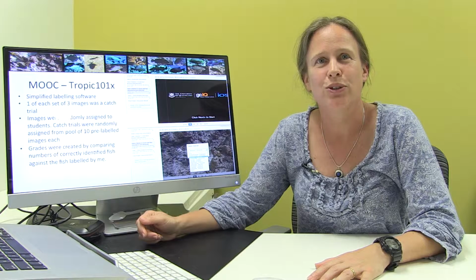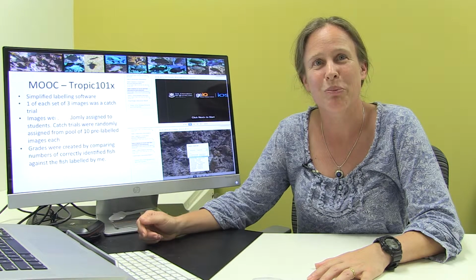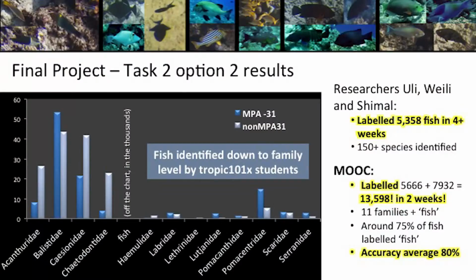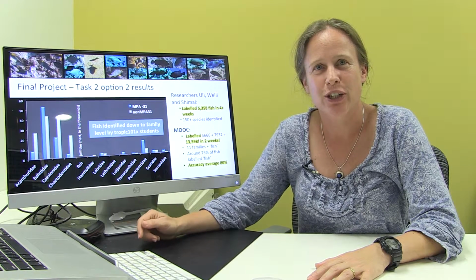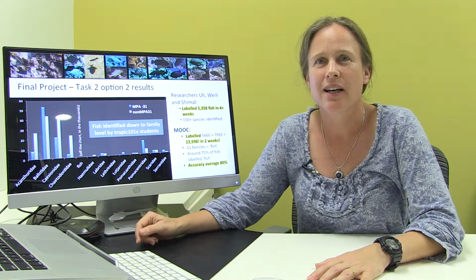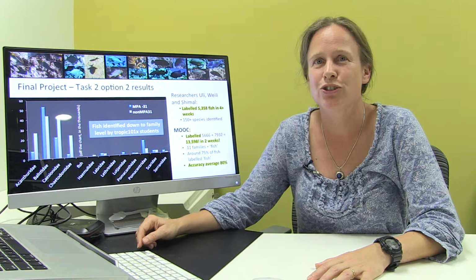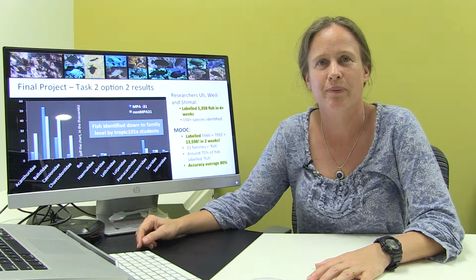And we feel it's also a valuable experience for you to be a part of some real science in action. As you can see here, Tropics 101X students identified over twice as many fish as the 3 experts on the project could, and they did it in half the amount of time. They didn't identify fish down to the species level like we did, but they were very good at finding the fish with high accuracy, which is extremely helpful with the first step of our machine learning, finding fish.